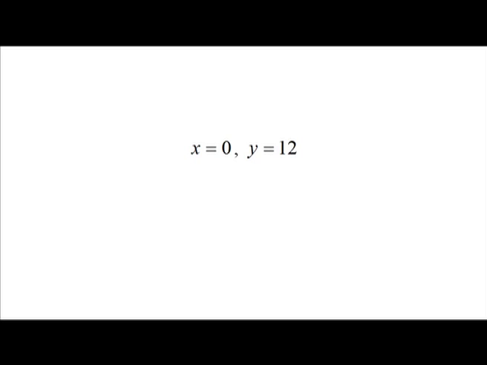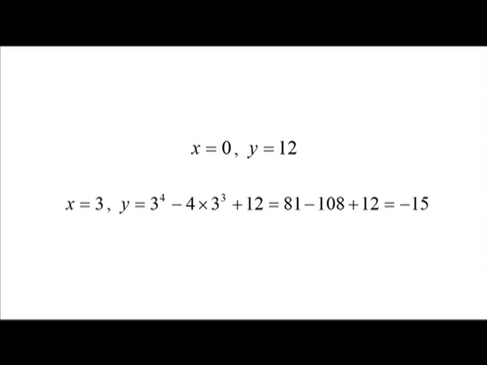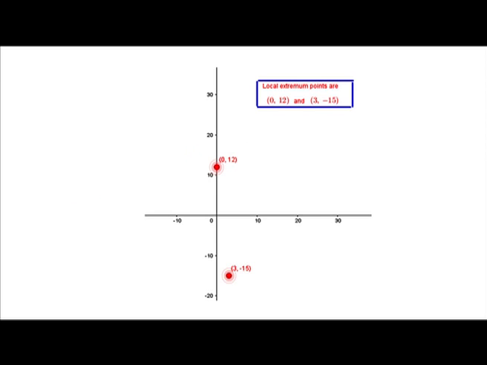When x is equal to 0, y is equal to 12, and when x is equal to 3, y is equal to 3 power 4 minus 4 into 3 cube plus 12 is equal to 81 minus 108 plus 12, which is equal to minus 15. Plot these points 0, 12 and 3, minus 15.